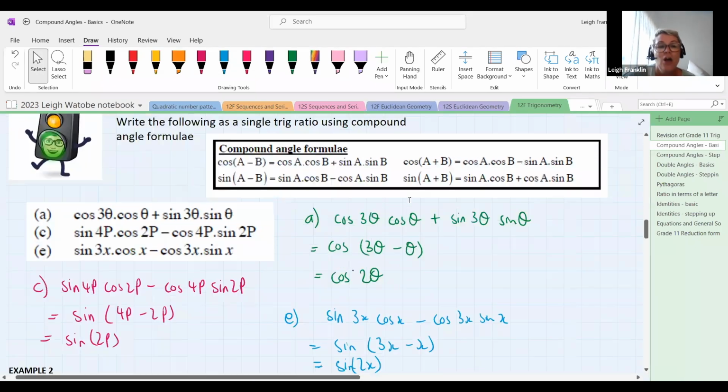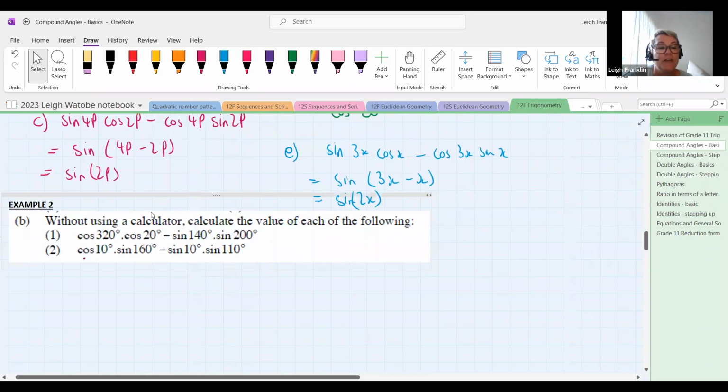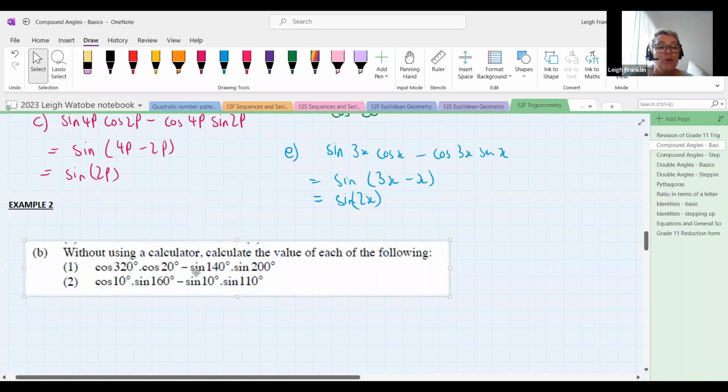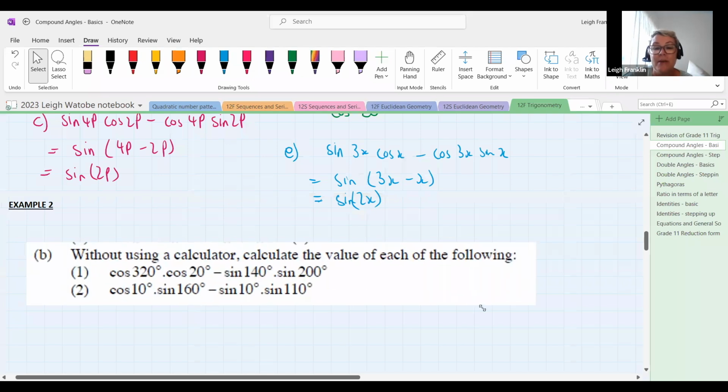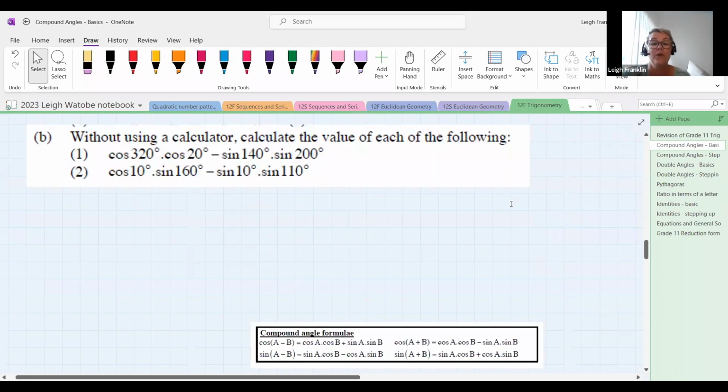Well done. Okay. So now that we've practiced doing the expansion and the reversal of the expansion, let's just have a look at a couple of questions that they would expect us to be able to answer where we're now actually working with values. Now, remember, they are very fussy when we are working with trig expressions. We are not allowed to use a calculator.